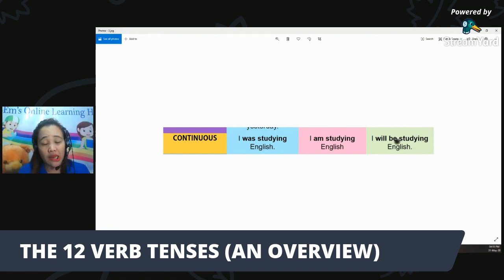So what will happen tomorrow? What will happen the following day? What will happen the following month or next year? So this is to indicate what will be going on at some time in the future, to indicate planned future events. So you plan what will happen next week. I will be going to blah, blah, blah. Or an example, I will be eating pizza when you arrive.